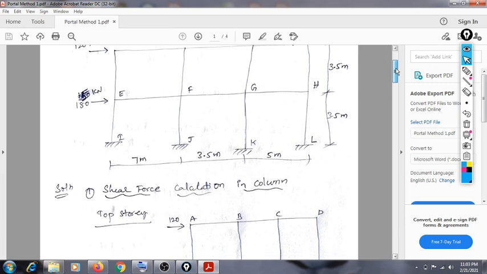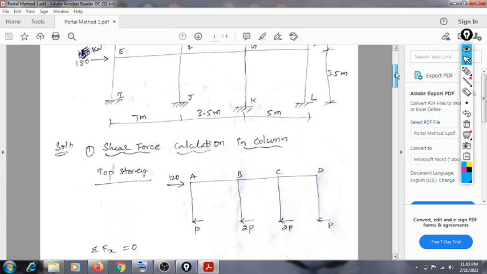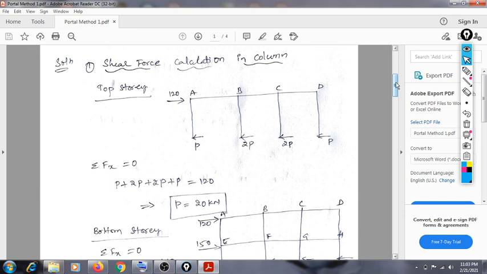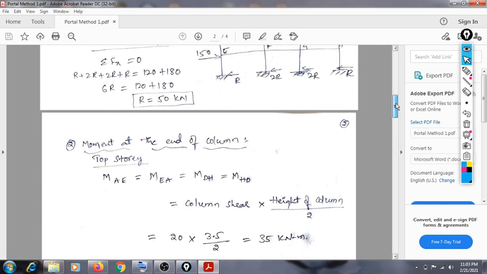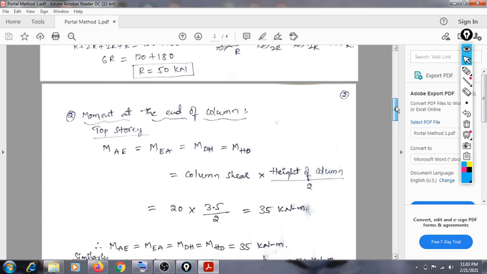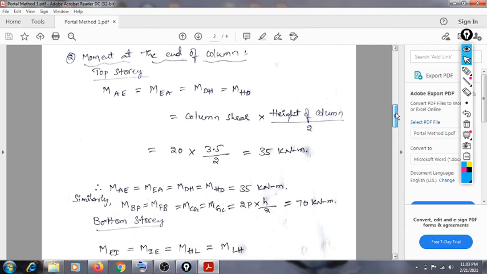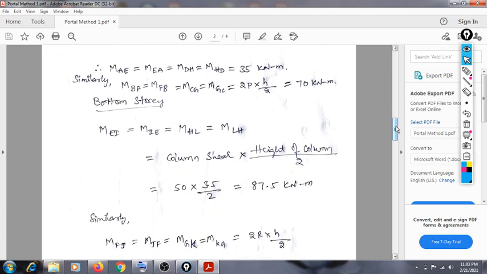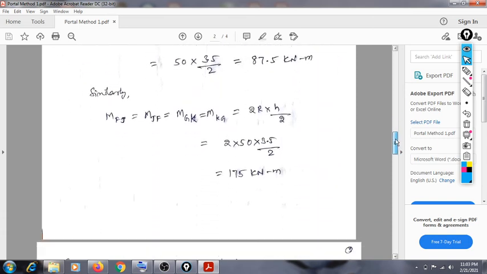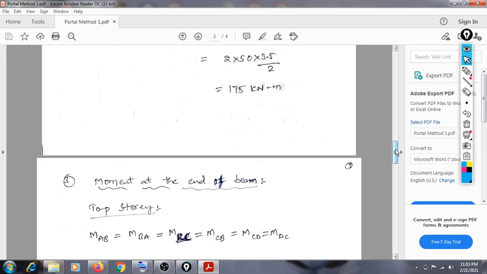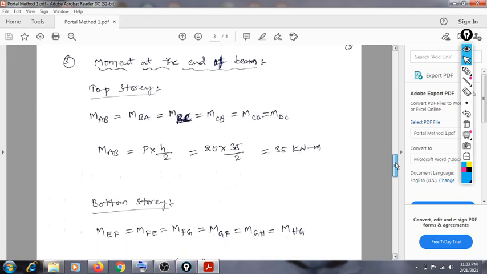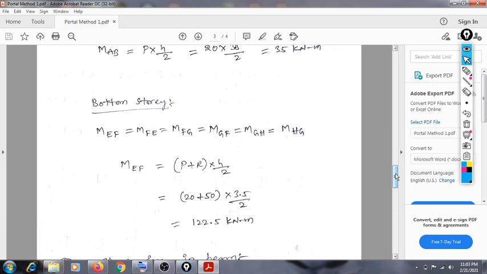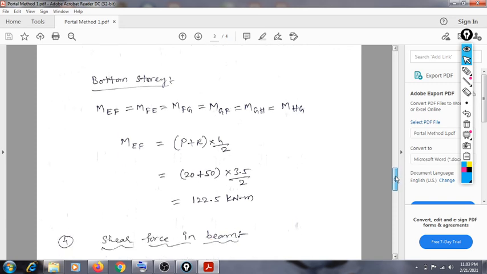First, we have to calculate shear force in columns, for the top story and bottom story, and then the moment at the end of the column. For this we have column shear into height of column by 2 as the formula. In the same manner we have to calculate for the bottom story also. And the third step is to find the moment at the end of the beam. For this we have the same formula, column shear into height by 2. And while calculating the bottom story you have to consider both shears.